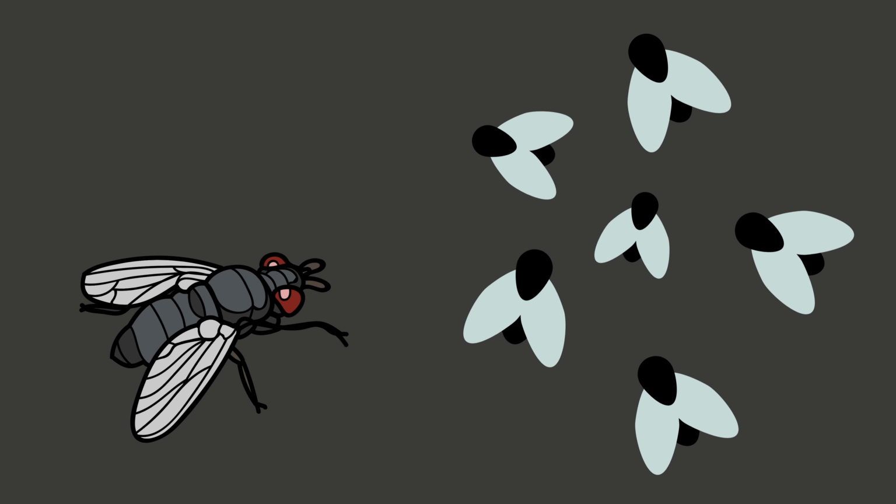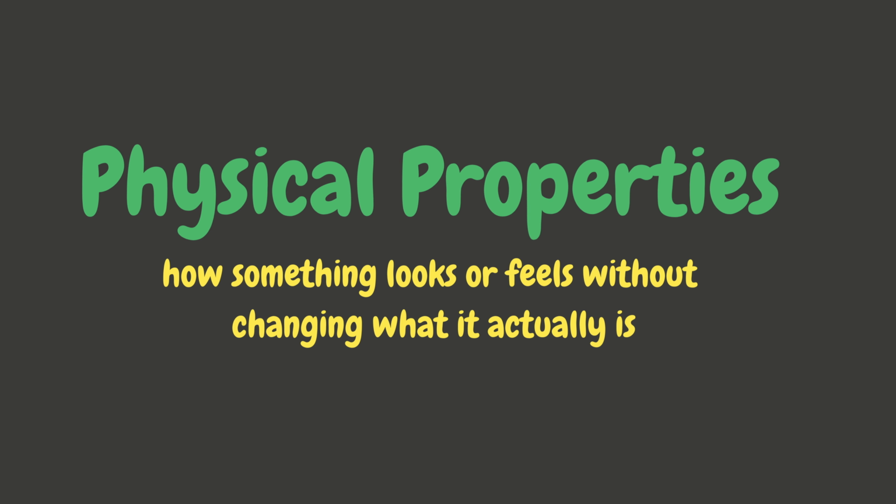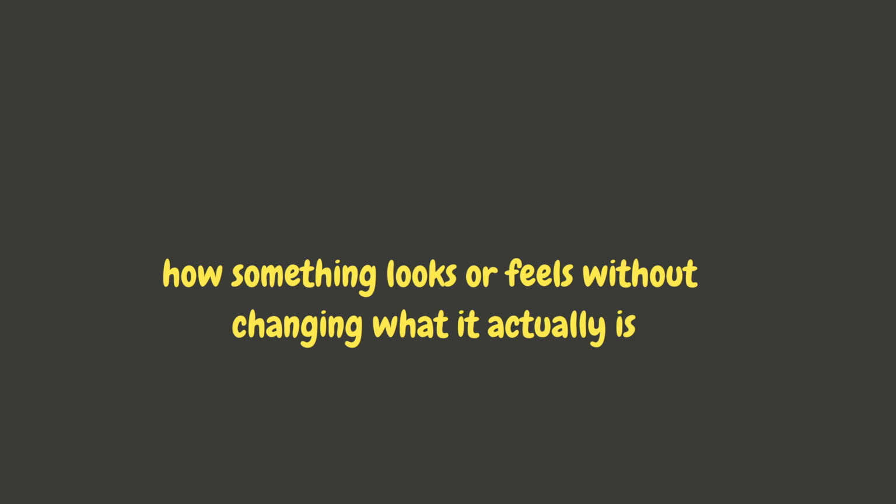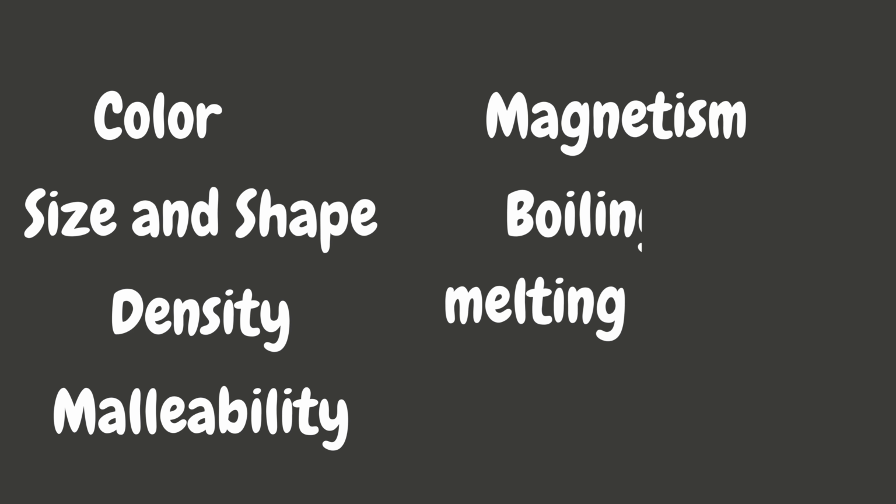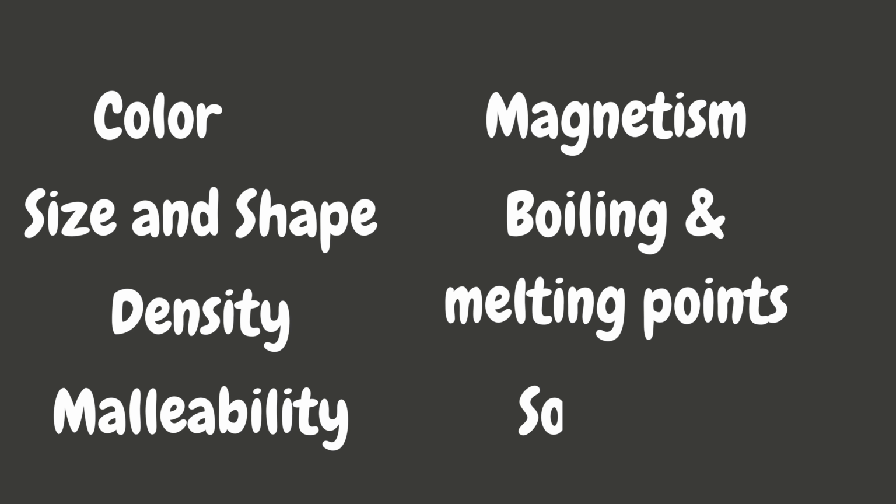When we talk about physical properties, we're talking about how something looks or feels without changing what it actually is. Examples: color, size, and shape; density, which is just how heavy matter feels for its size; malleability, which is just a fancy word for how easily an object can bend or flatten; magnetism, boiling and melting points; solubility, which is how well it dissolves.